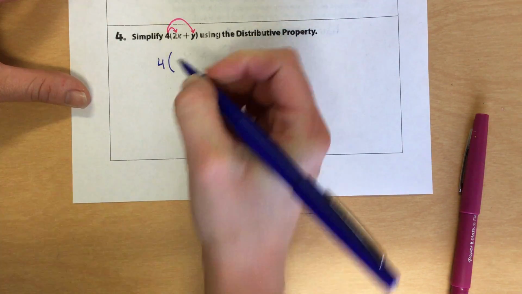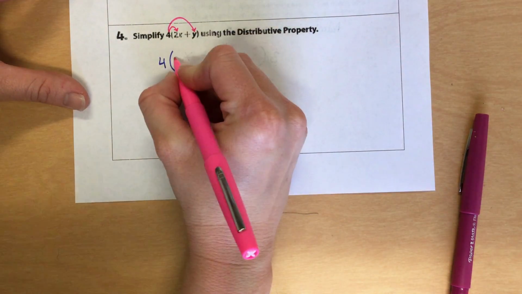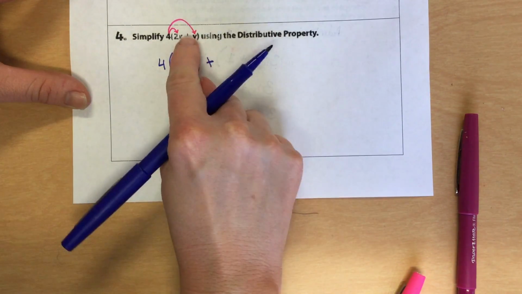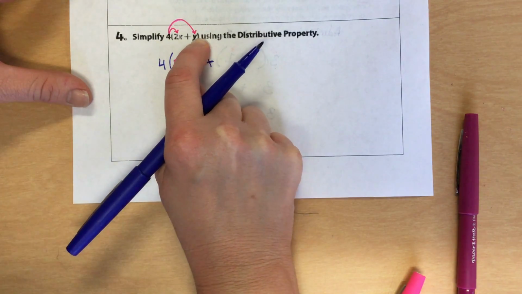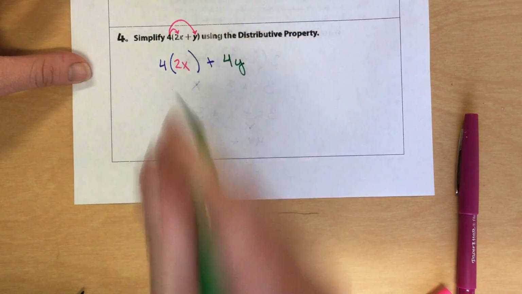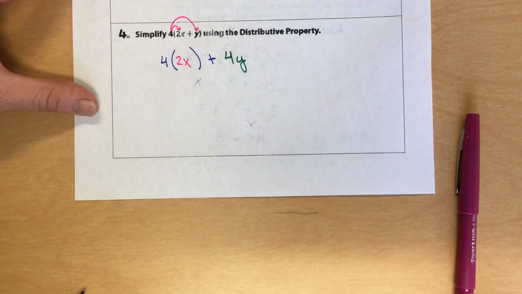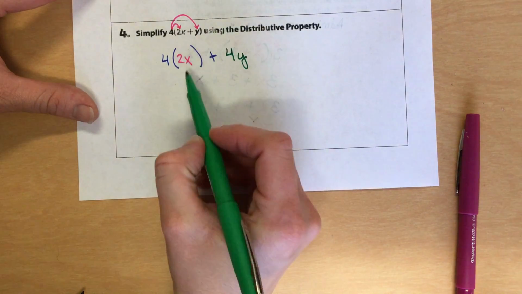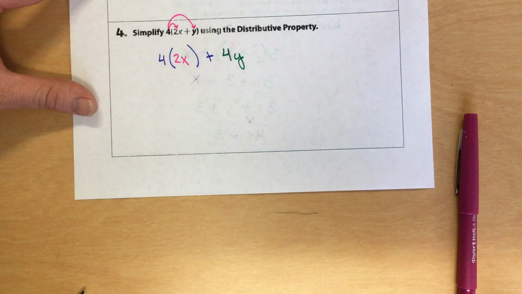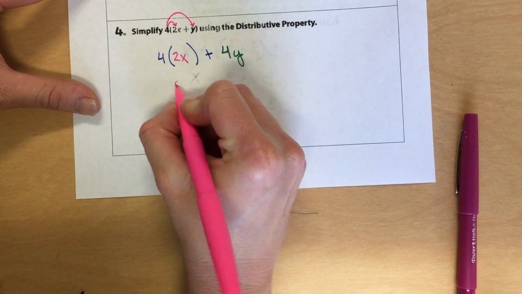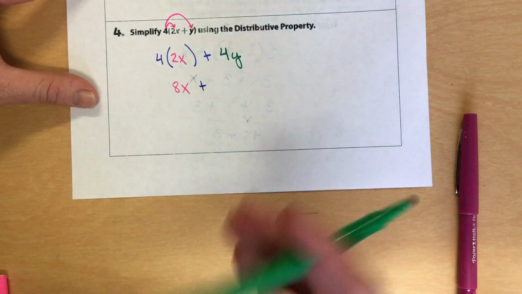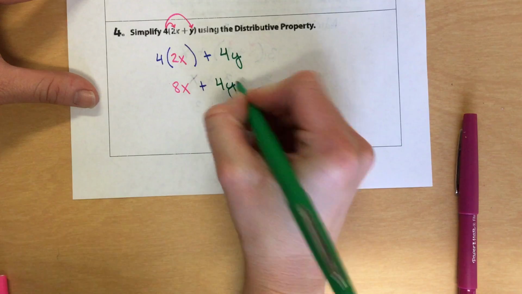Well, this could be 4 times 2x plus, you distribute the 4 to the y. 4 times y gives us 4y. Okay, have we simplified all the way? No, we're still showing multiplication here. So I still have to multiply. 4 times 2 gives me 8x plus, what's left over? 4y.